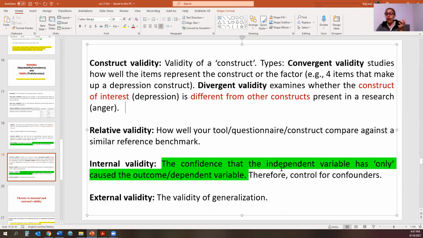All right. And how can you be confident? How can you have good internal validity? When you control for confounders. What are confounders? You will learn more about that in your coming chapters and lectures. Okay. So right now, to understand, internal validity is a concept. How this concept is applied depends upon the various types of study designs and the research questions which you have.